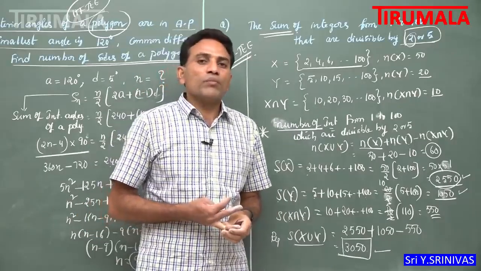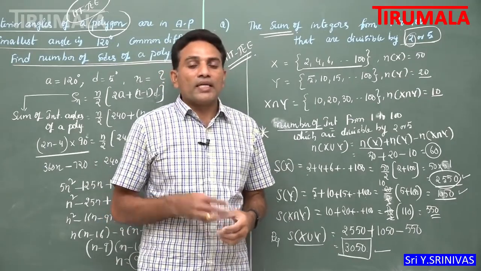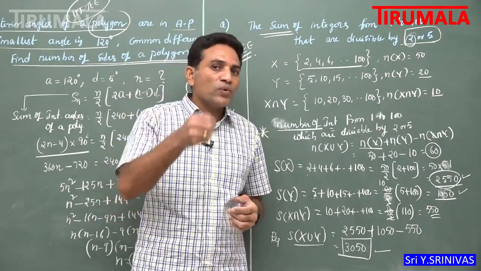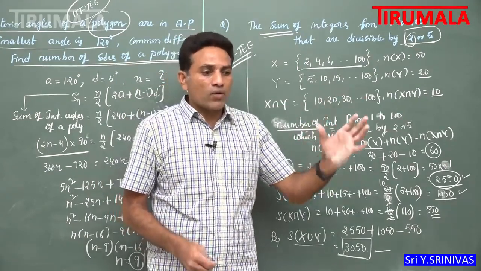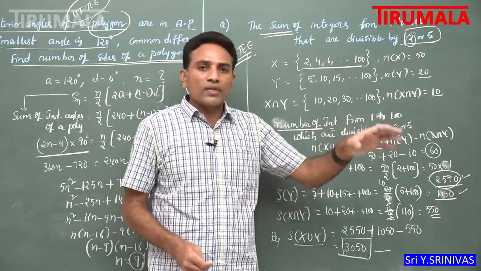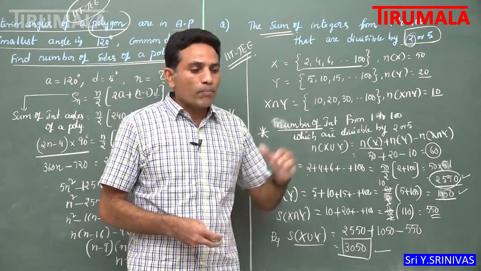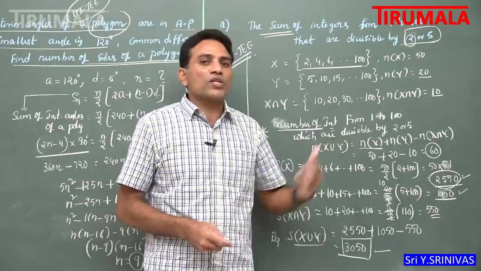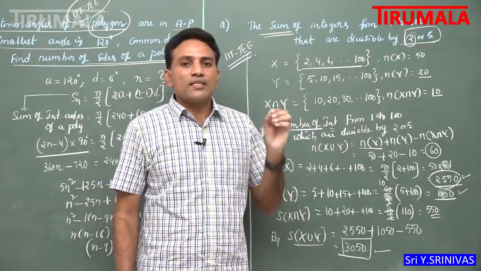n of A union B is n of A plus n of B minus n of A intersection B. In the case of n of A union B union C, it is n of A plus n of B plus n of C minus n of A intersection B minus n of B intersection C minus n of C intersection A plus n of A intersection B intersection C.